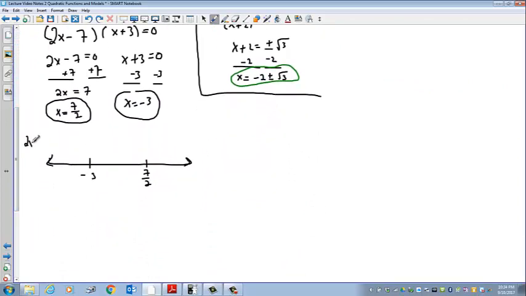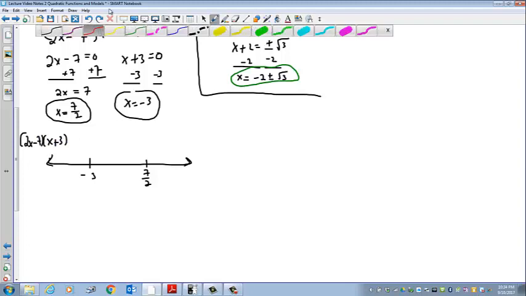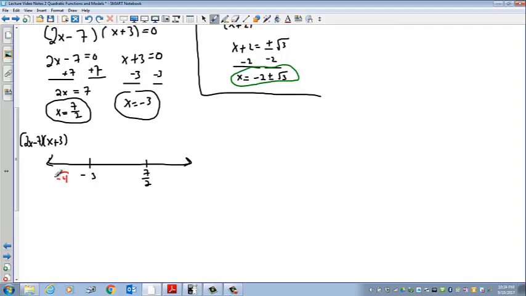So the factored form is 2x minus 7 times x plus 3. And we're just going to plug in values here. We want to plug in values to the left, in between, and to the right. So a value to the left would be like, let's plug in -4. And a value in between, nice easy one, would be 0. And a value to the right, 7/2, I think is 3.5, so probably positive 4.